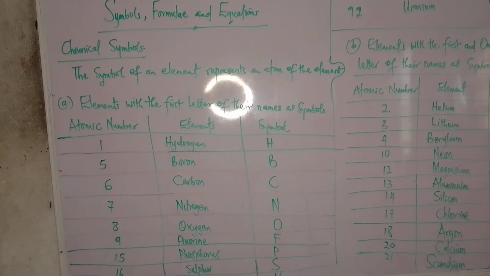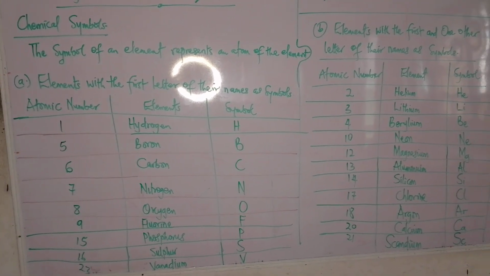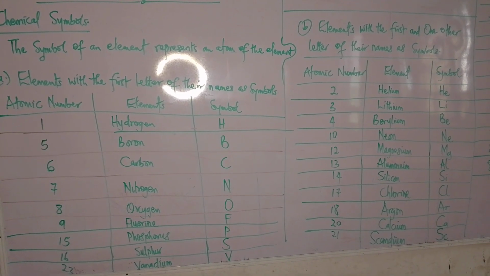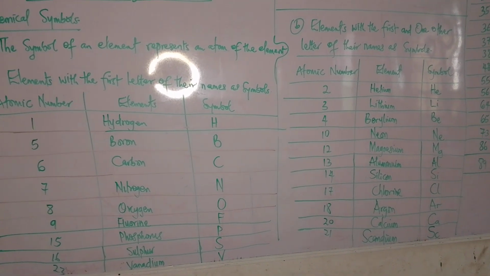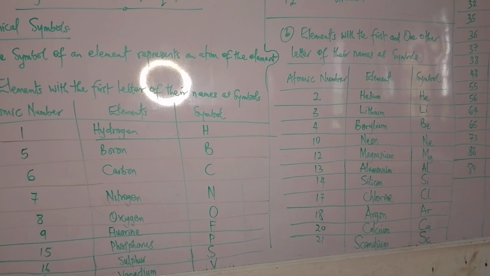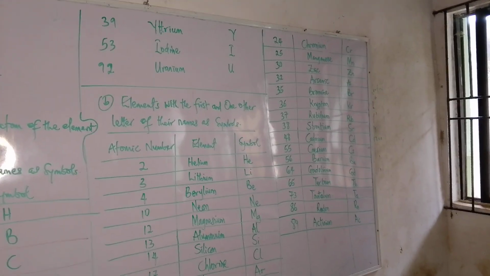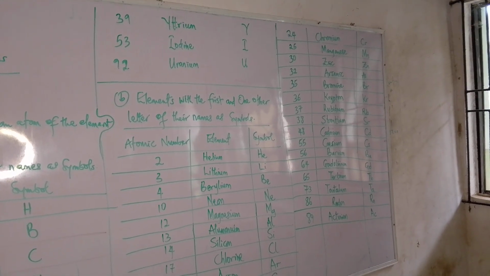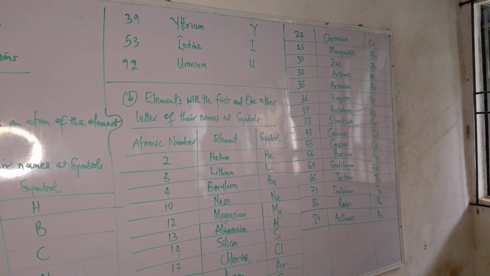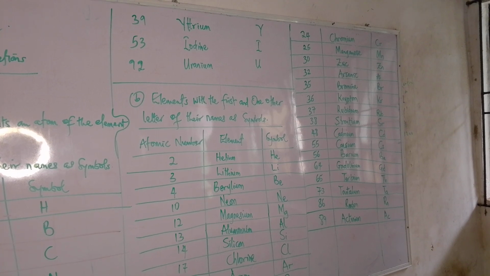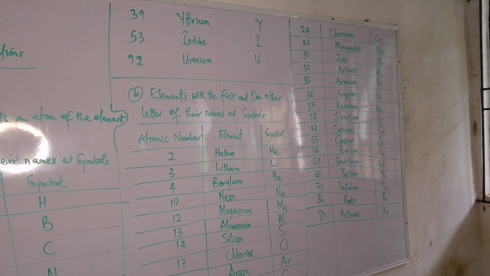We have sulfur, number 16. Vanadium, capital letter V, number 23. Yttrium, the one with capital letter Y, is atomic number 39. Iodine, number 53, capital letter I. And number 92, uranium, capital letter U. So we want to go to the second batch now.